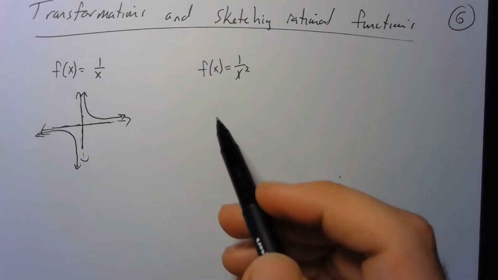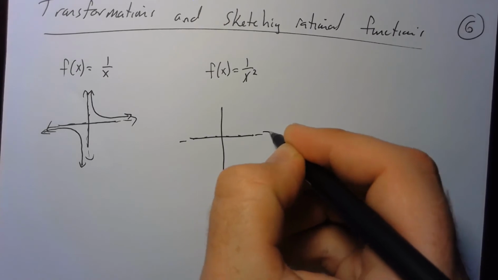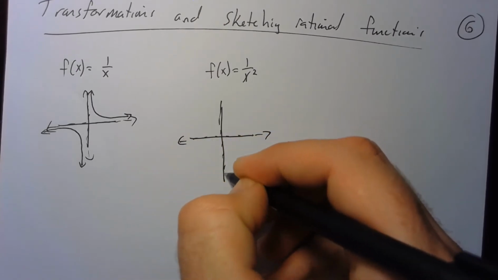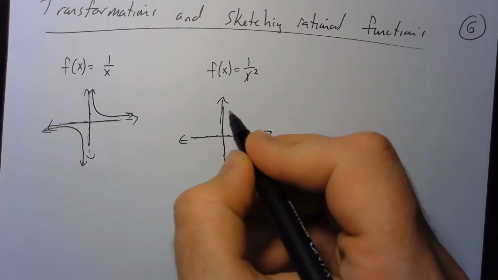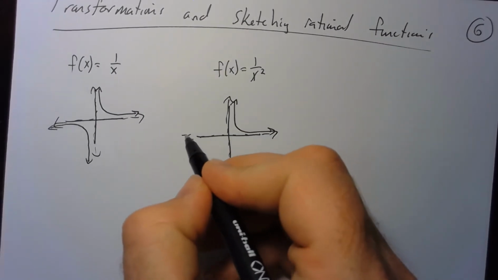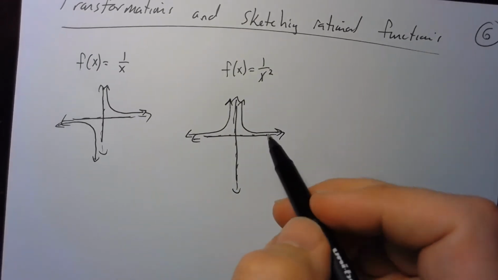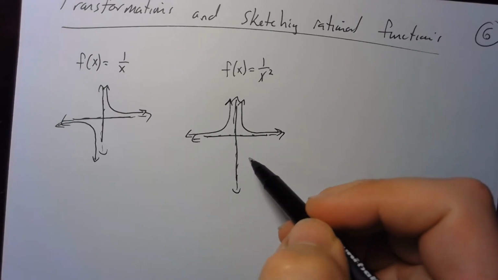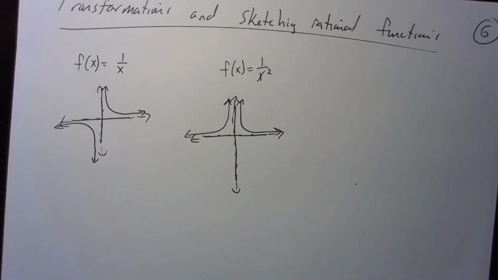However, when looking at the 1 over x squared function, that function still has those same two asymptotes, the horizontal one and the vertical one. But the only difference now is that when I plug in positive x values, I still get positive y values, but when I plug in negative x values, I get positive y values again. So this is what f of x equals 1 over x squared looks like. This is what f of x equals 1 over x looks like.